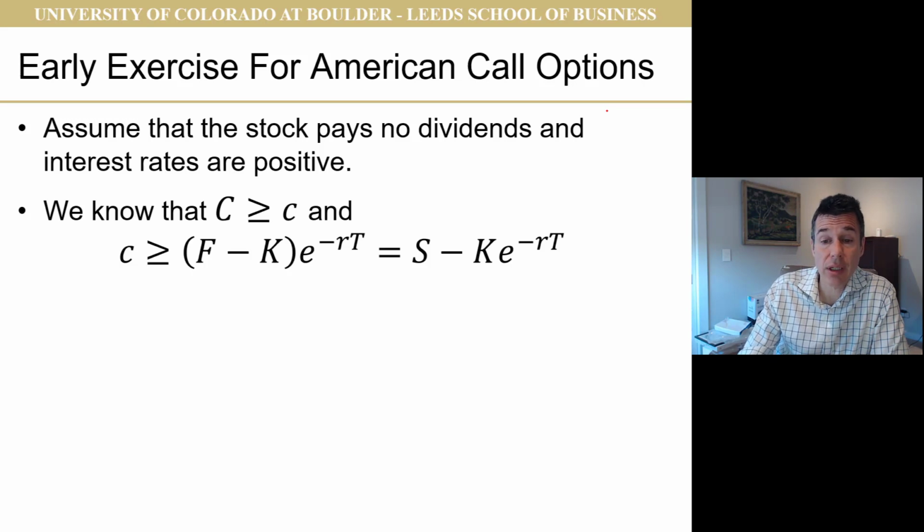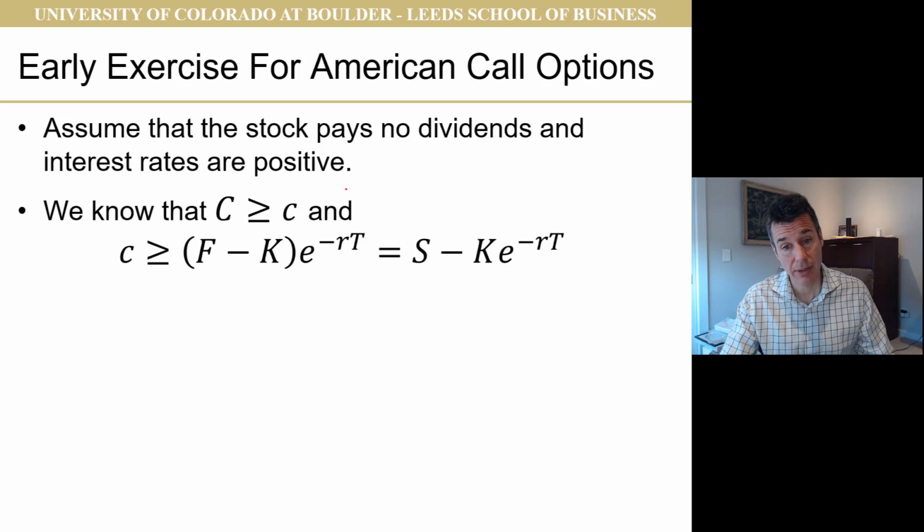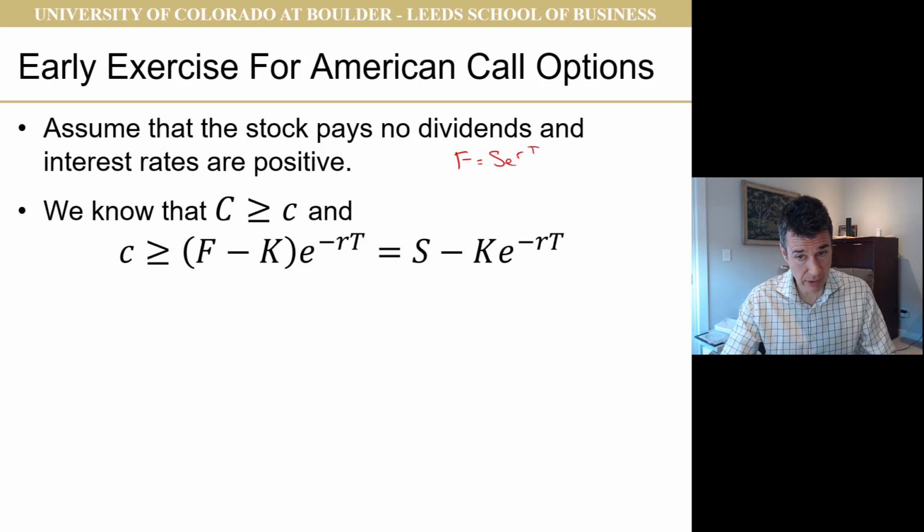And we know that the call is worth more than a forward contract, right? That's put-call parity. Call minus put equals the present value of a forward. So we know the call is worth strictly more than a forward contract. Now I can rewrite this formula where F equals S e to the RT. So if F equals S e to the RT, we plug that into our equation and we find that the call is worth more than the present value of a forward contract, which is equal to S minus K e to the minus RT.